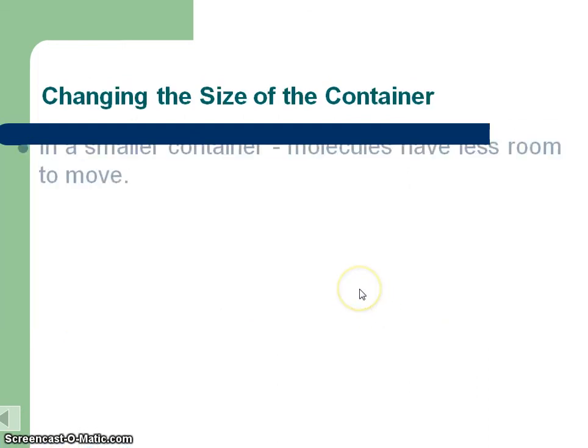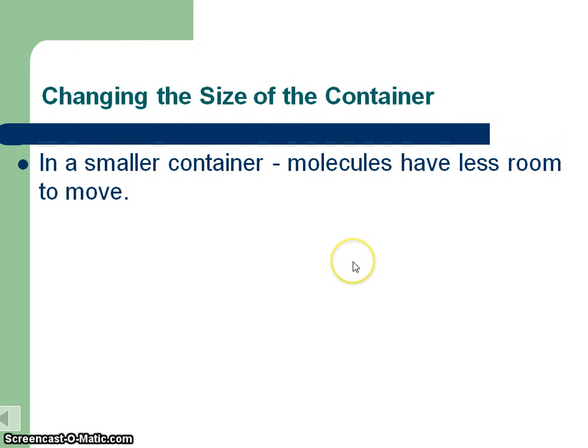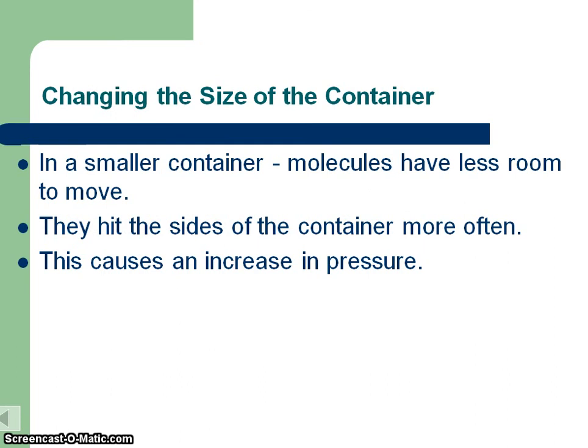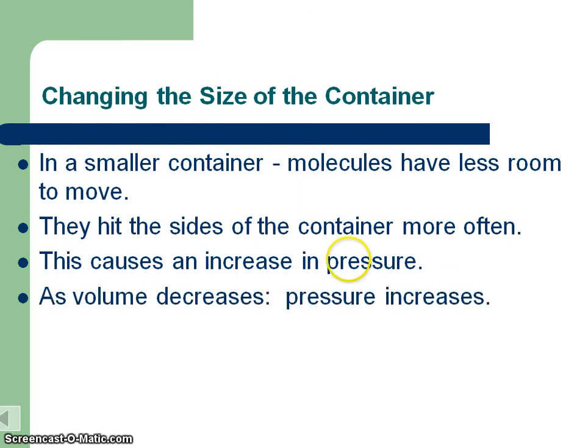Changing the size of the container. In smaller containers, molecules have less room to move. It's just like putting 40 in a class that was made for 20. There's not a lot of room to move. Okay, they hit the sides of the container more often. They bump into each other more often. They cause an increase in pressure. That is of the teacher. No, I'm just teasing. Okay, they cause an increase of pressure because they're hitting the wall more often. They're hitting each other more often. Okay, as the volume decreases, pressure will increase.